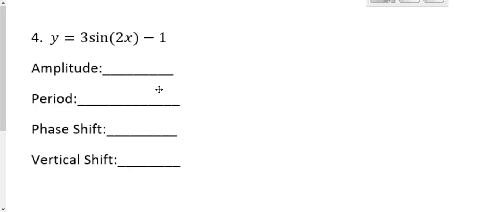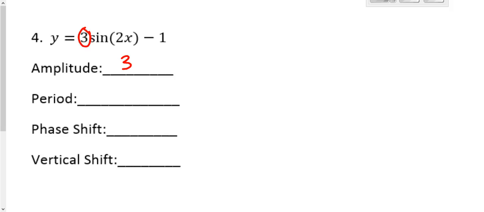Okay, let's look at number 4. Our equation for number 4 says y equals 3 sine of 2x minus 1. So our amplitude comes from the number that's in front. Here we have a 3. We don't need to take the absolute value of it because it's not negative. The height of our curves, the height of our waves, is 3.